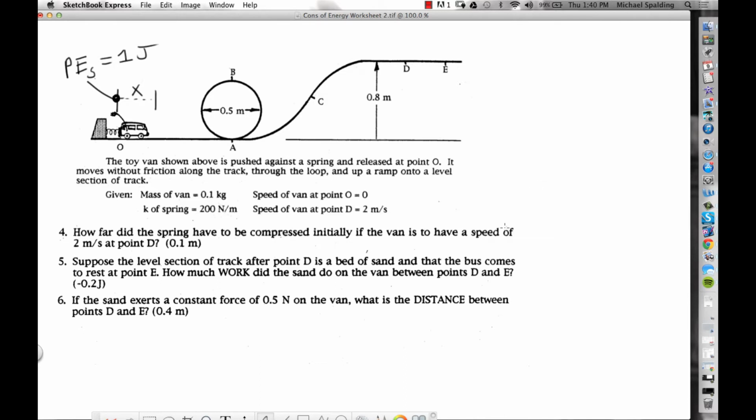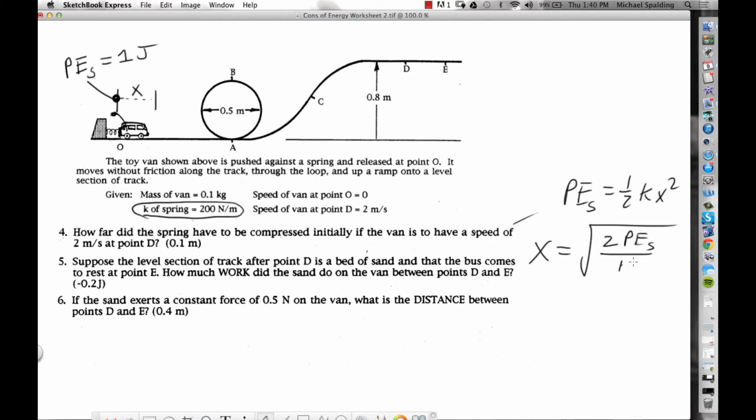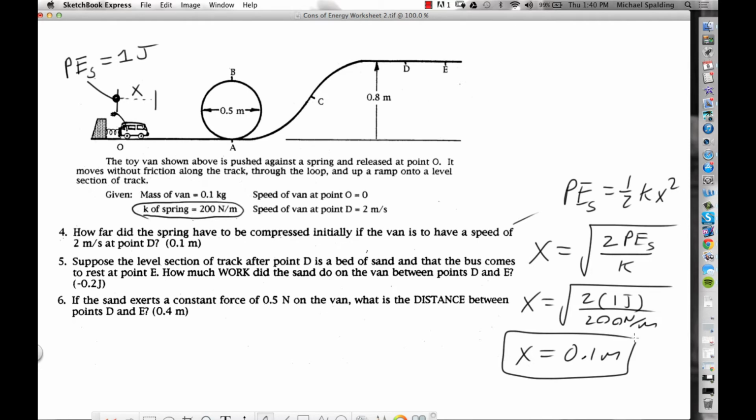So now, to solve number 4, we go potential energy of spring equals 1/2 kx squared. That's the equation for potential of spring. We have the spring constant right here, right? K of spring. So now we can solve for x. So x is going to be square root of 2 times potential energy of spring over k. So that's going to be 2 times 1 joule over 200 newtons per meter, right? And then this comes out to be 0.1. The spring must have been compressed 0.1 meter.